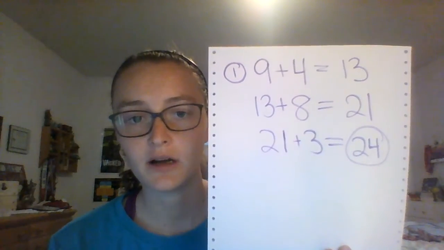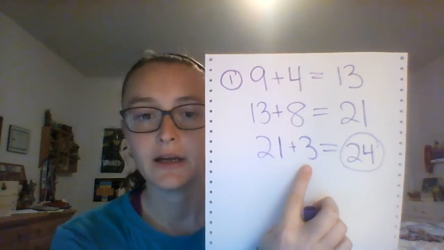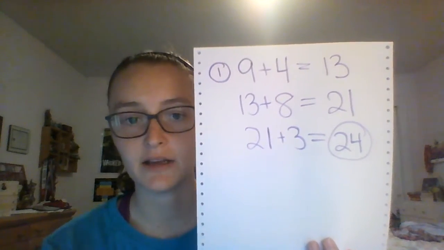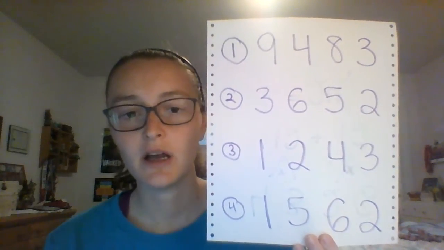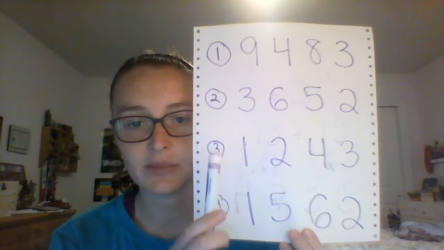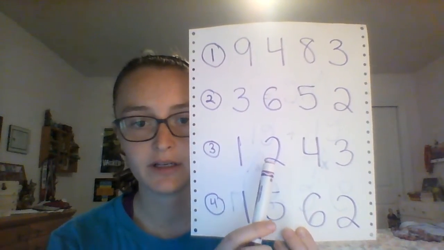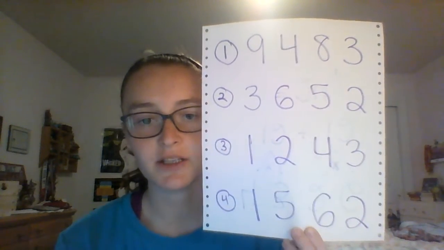So number 1, we had the numbers 9, 4, 8, and 3. And we add them all to get 24. Okay, next I gave you the hint, which one involves only multiplying? Which one of our lists uses only multiplying? And that is number 3. So we have 1, 2, 4, and 3. Multiply them all to get 24.